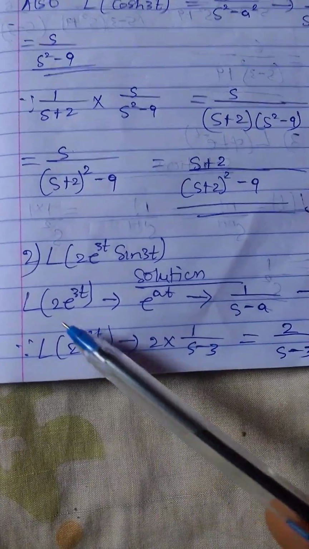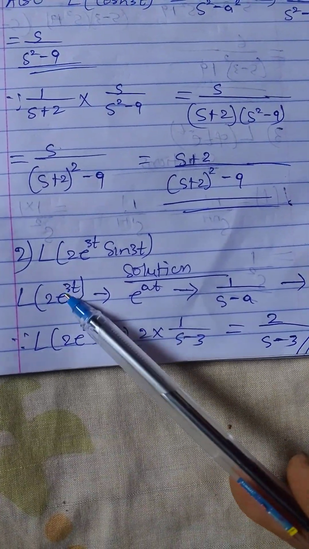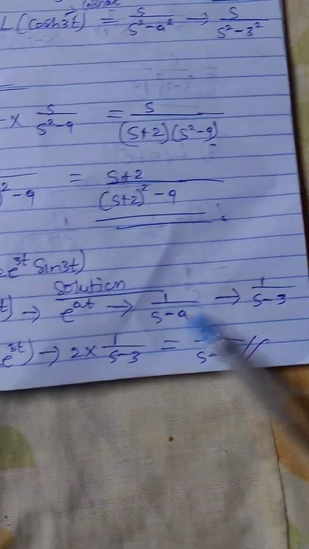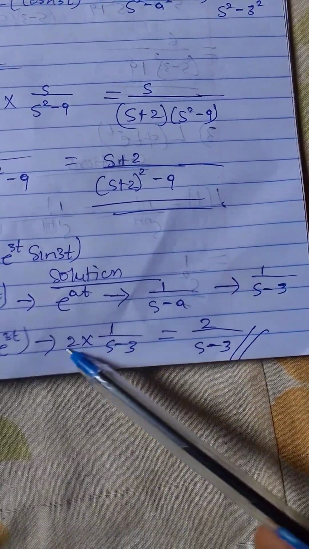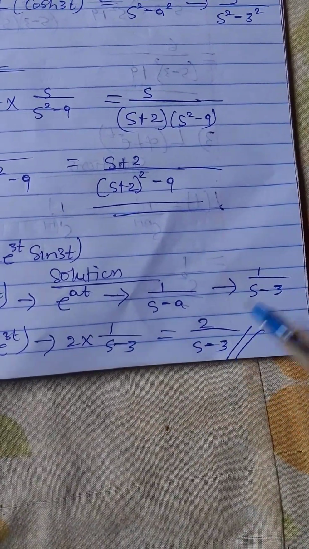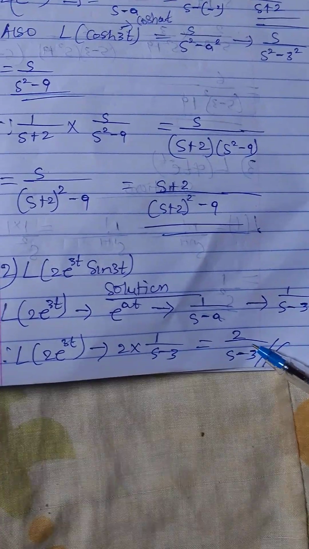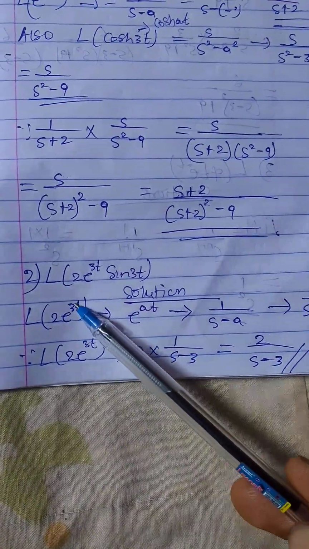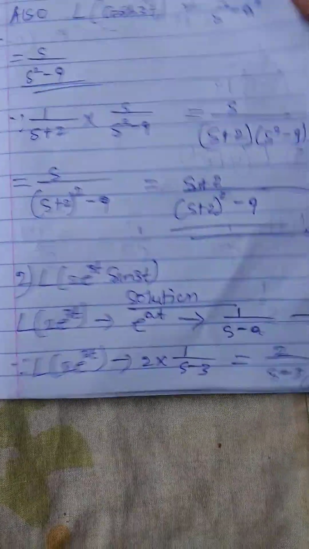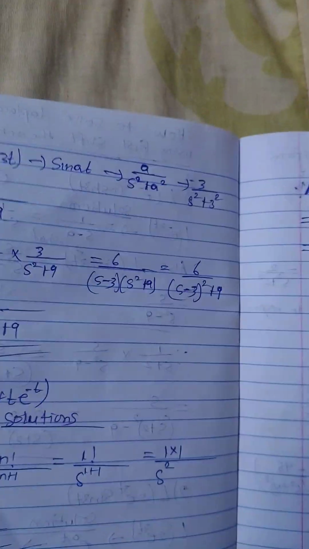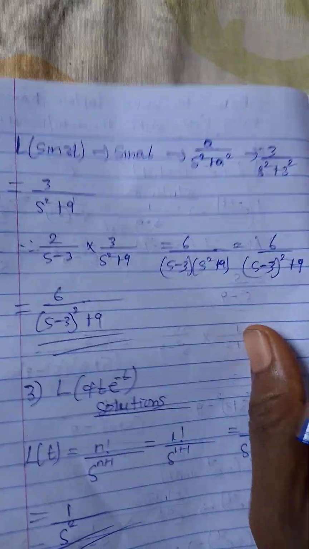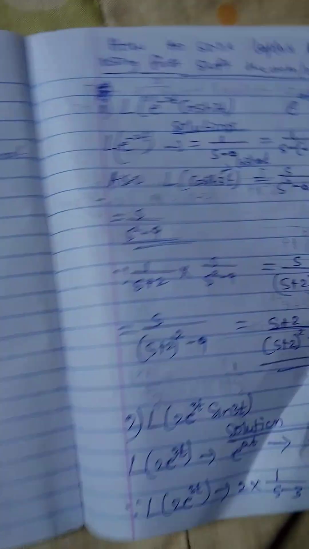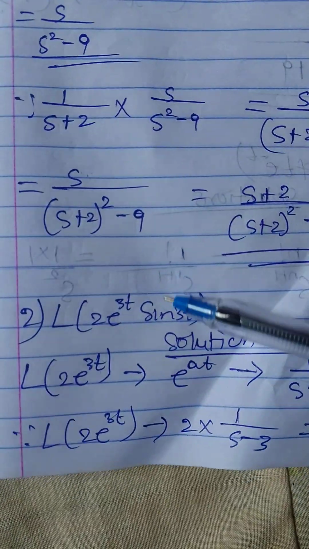You know that this is being multiplied by 2, so I have to multiply by 2 what I got. That gives 2 over x minus 3. This is the answer for the Laplace transform of 2 e raised to the power 3t. Now let's find the Laplace transform of this one.